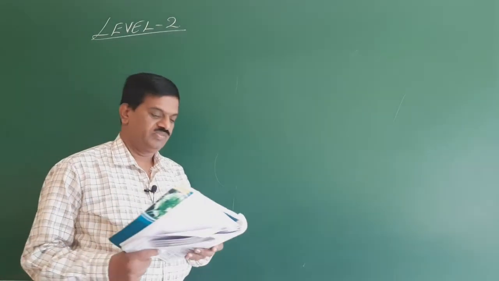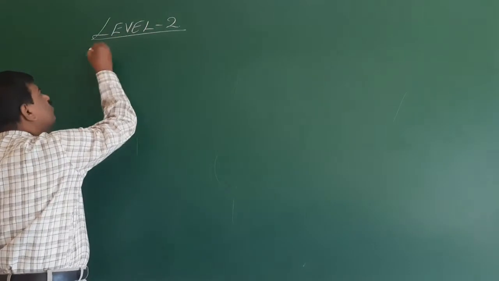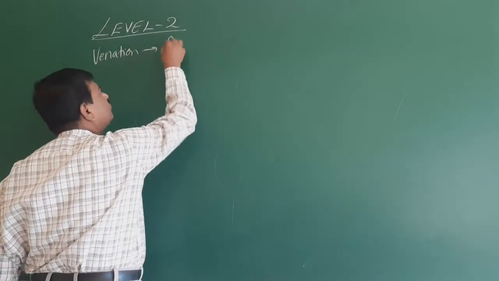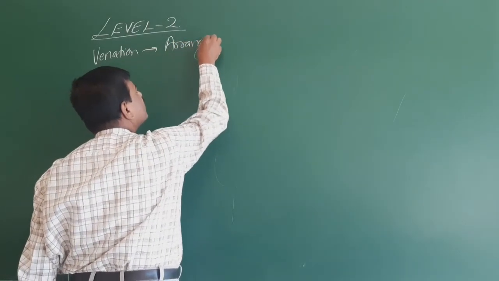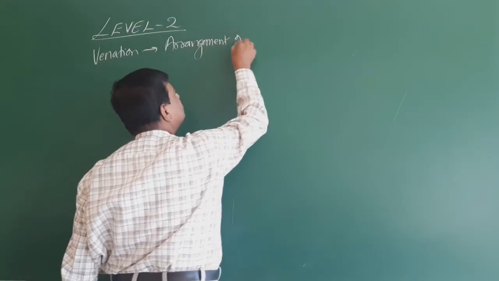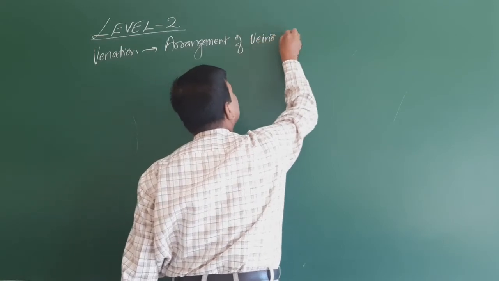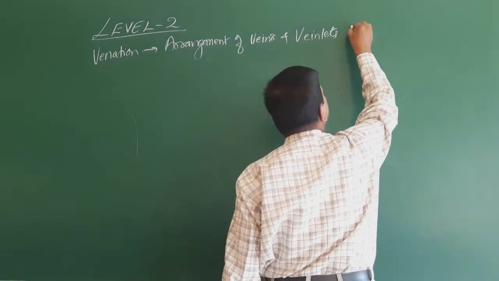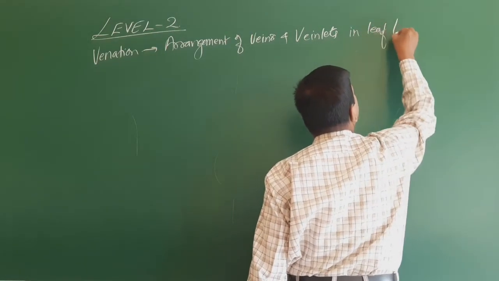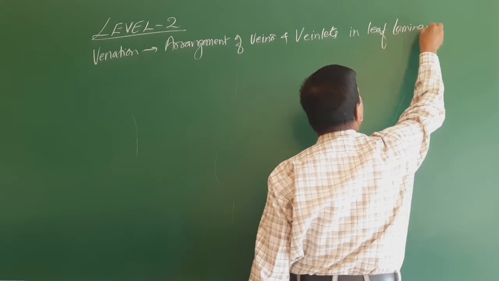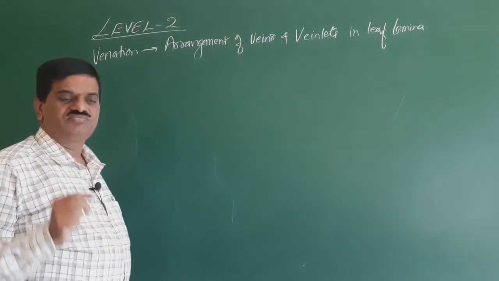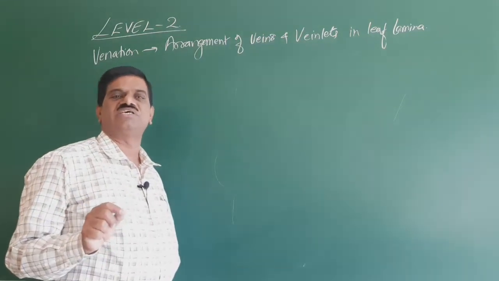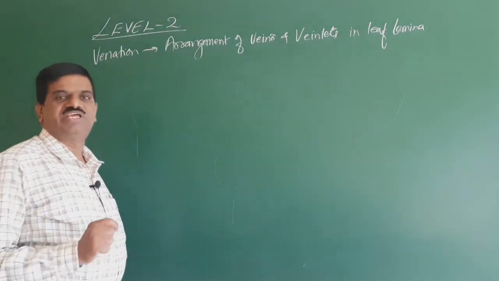is said to be. So here we know that the word venation is called the arrangement of veins and veinlets in the leaf lamina. This is called venation, and we know that there are two types of venations. One is called reticulate venation.